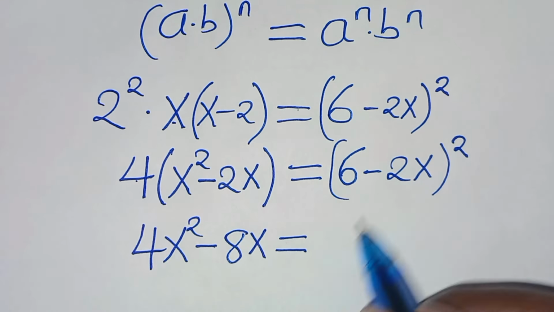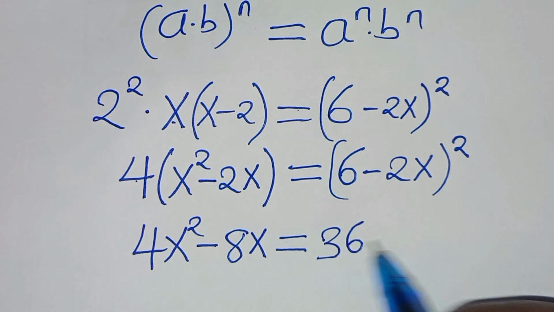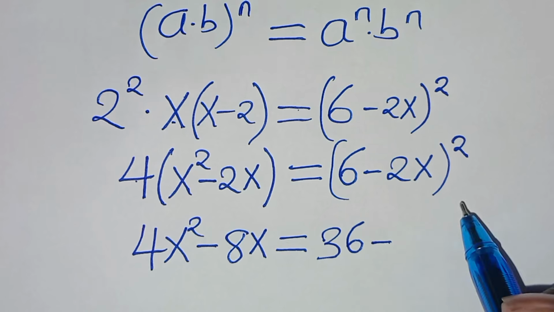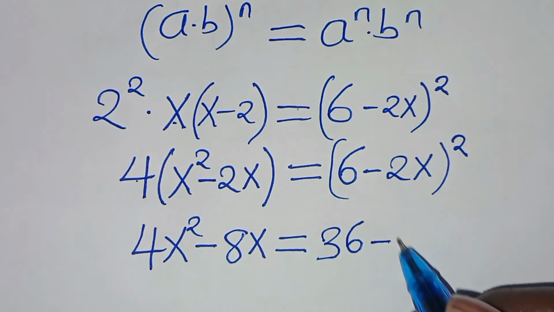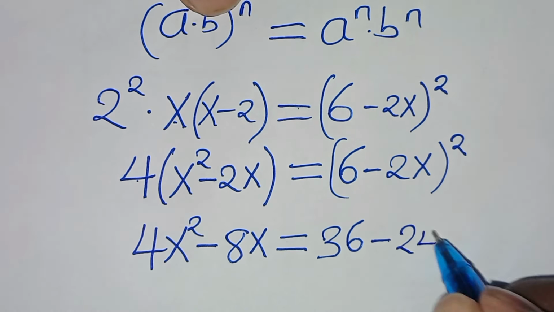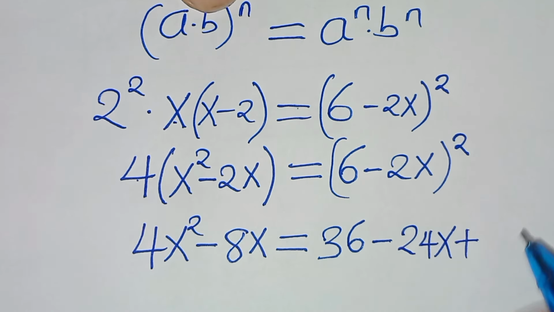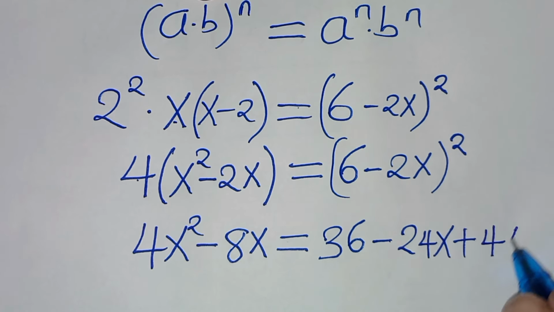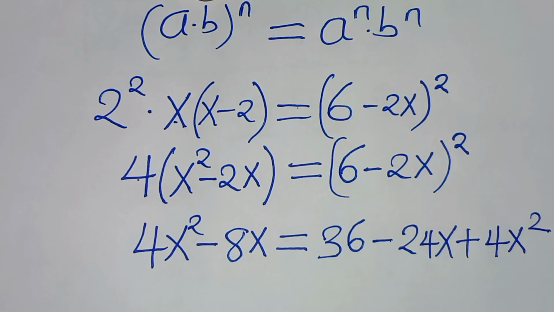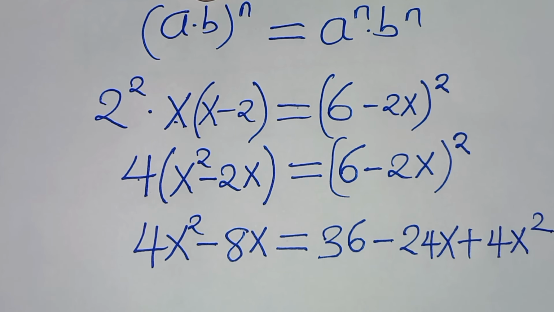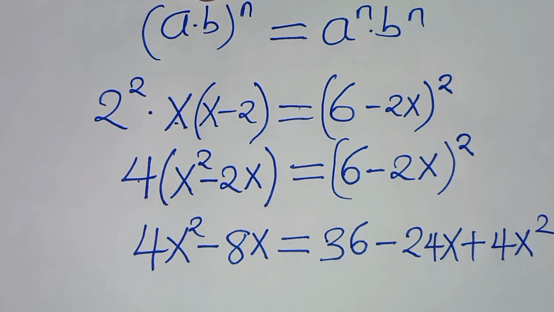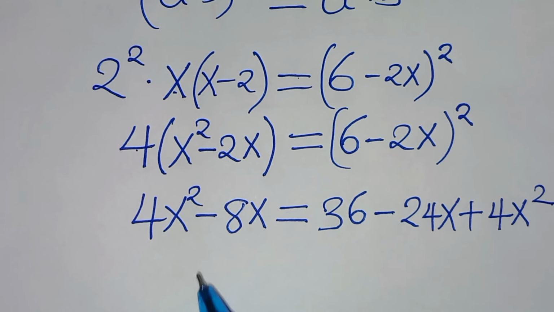We have 6 squared. This is 36. Minus, we have 24x. Then plus minus 2x squared. This is equal to plus 4x squared. Now, the next step from here is that let's put the right terms.